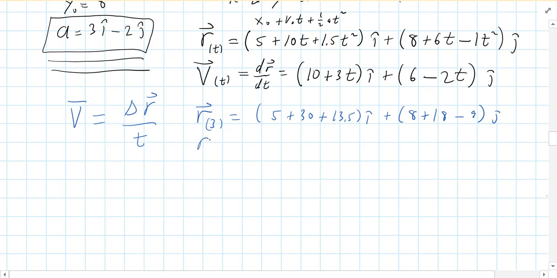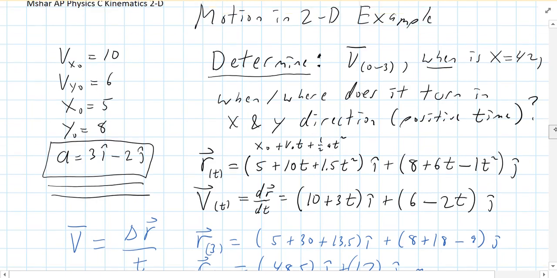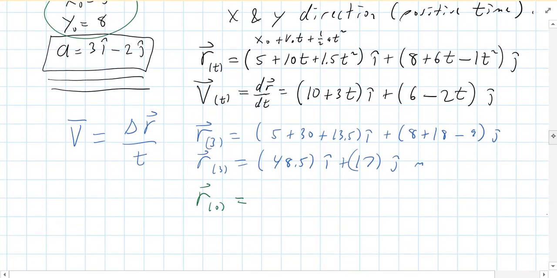And I'll tie that up a little bit. So the position at the 3 second mark is 48.5 i hat plus 17 j hat meters. Okay. The position at 0, well, we can either plug in 0 for our time, or you were given the initial positions. They were just 5 and 8, okay? And if you plug in 0 for time, you're going to get that. So we've got a 5 i hat plus an 8 j hat meters, okay?